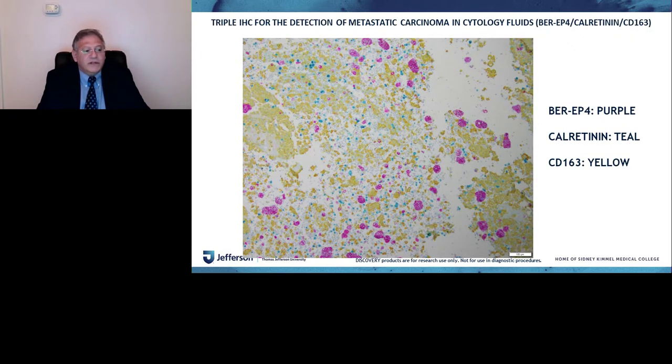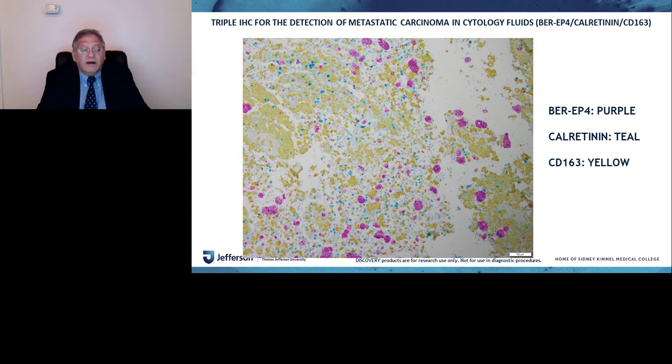Fluids, cytology fluids. I showed you before the double stain that you are currently using in the clinical practice, BerEP4 with calretinin. Here we added, of course, a third color and the third antibody, that is the CD163. This is for a macrophage. You can replace that with CD68. It's going to be exactly the same thing. So you have a macrophage marker as yellow in the background. So you see how many macrophages you have in your fluid.